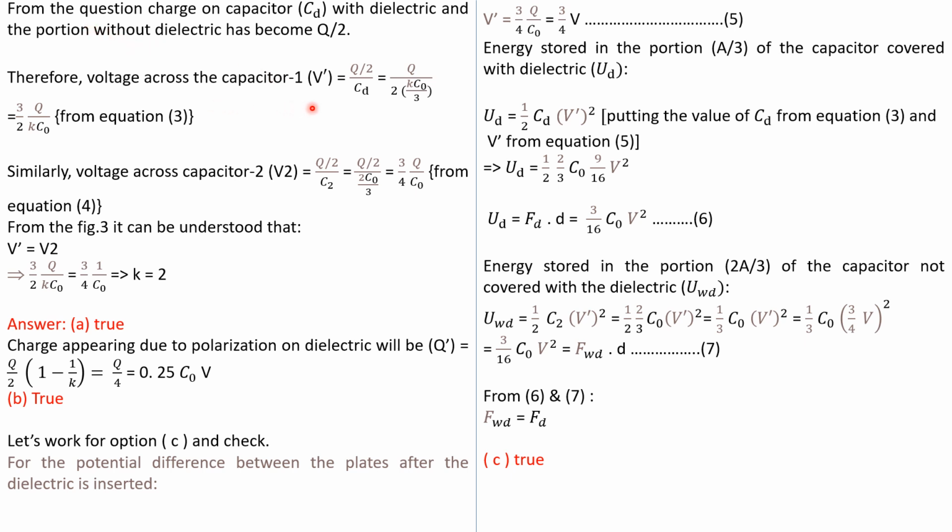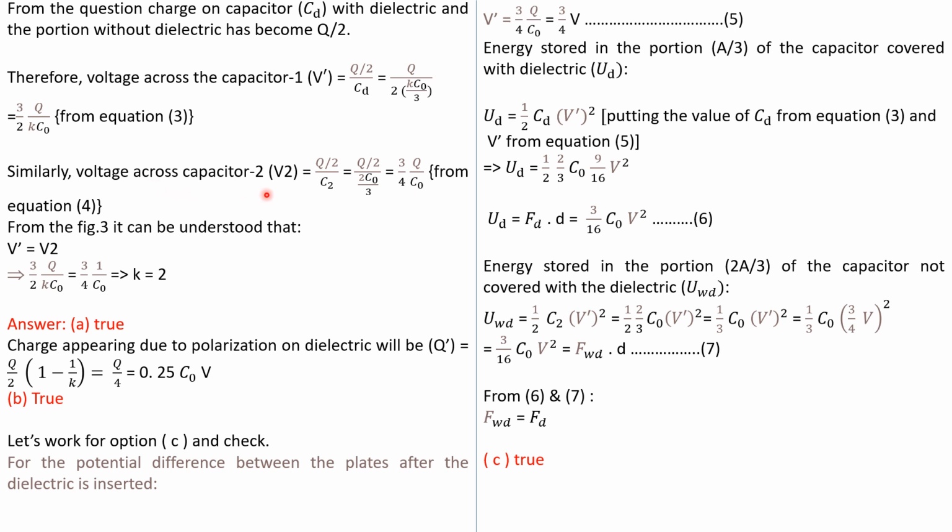Now the voltage across capacitor 1, the one which has the dielectric on it, if we say it is V dash. So Q by 2, the charge, divided by the capacitance of that capacitor will be equal to V dash. We will put the value of capacitance C subscript D from equation 3, and we will reach this equation: 3 by 2 Q by K C naught.